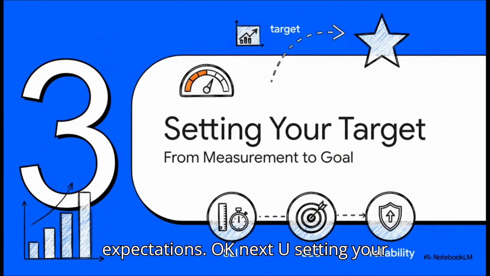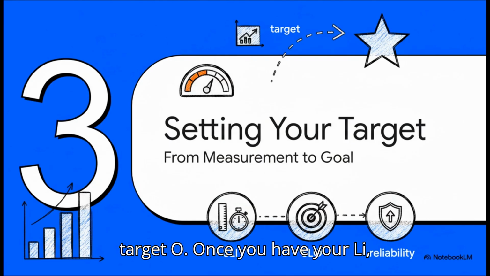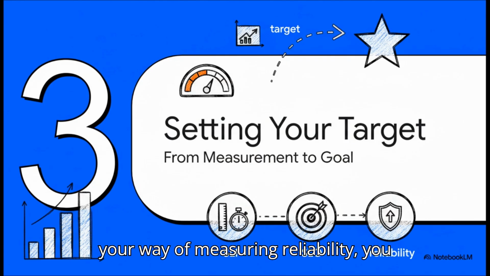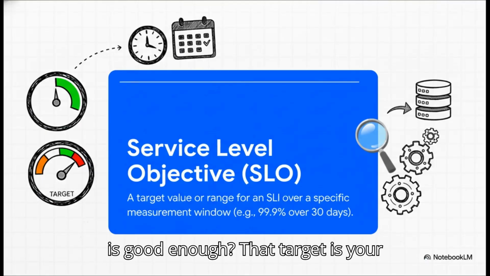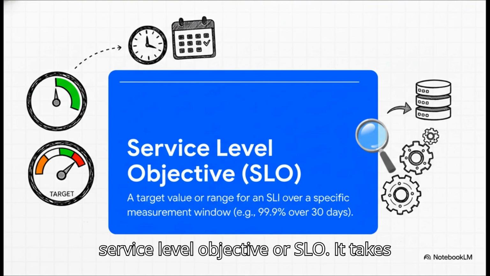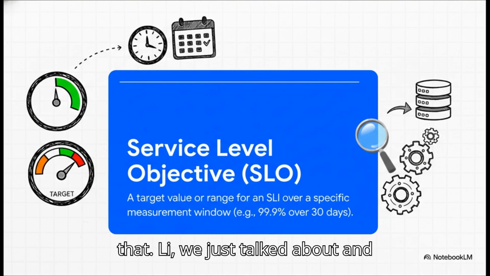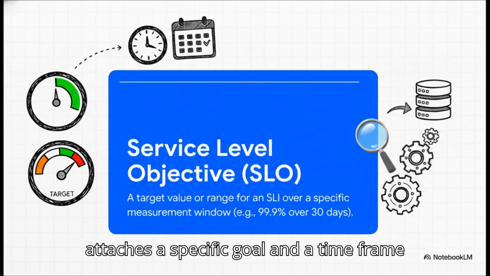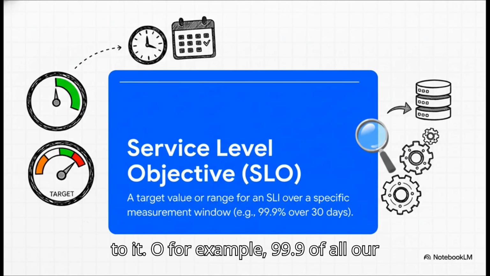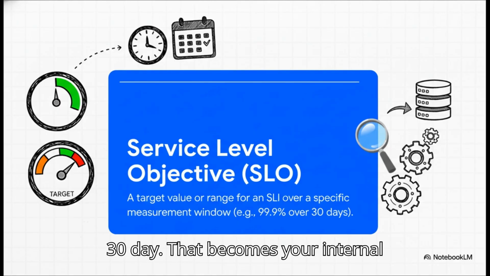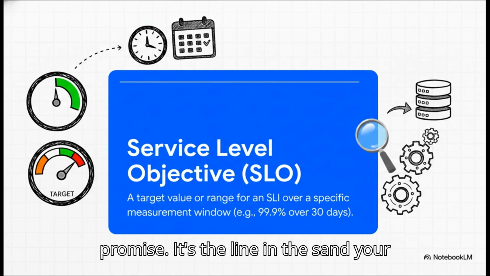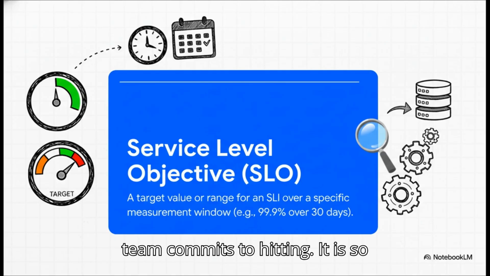Okay, next up, setting your target. So once you have your SLI, your way of measuring reliability, you need to set a goal. How good is good enough? That target is your Service Level Objective, or SLO. It takes that SLI we just talked about and attaches a specific goal and a time frame to it. So for example, 99.9% of all our API requests will succeed over a rolling 30-day period. That becomes your internal promise. It's the line in the sand your team commits to hitting.